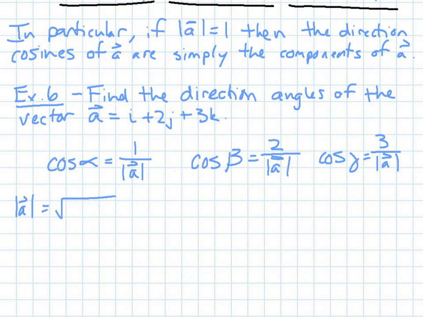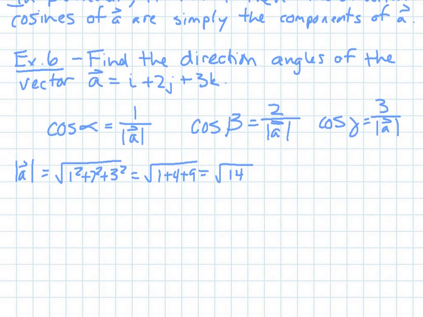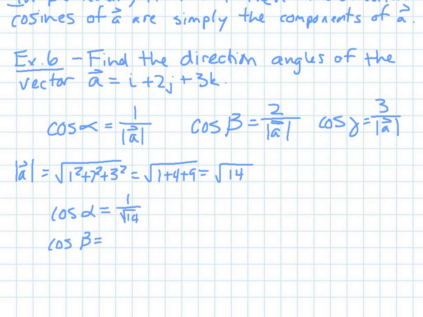Now, we first need to find our magnitude so we can plug those in. 1 squared plus 2 squared plus 3 squared gives us 1 plus 4 plus 9. That gives us 14. So if I plug that stuff in, I get the following, and then I do my inverse cosine for each of these.